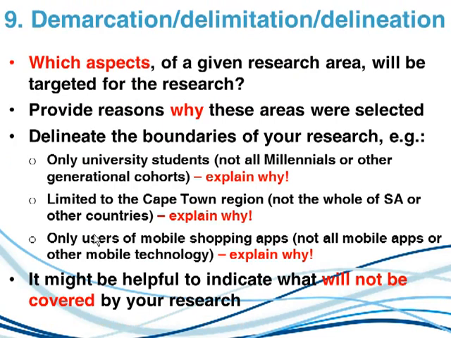Demarcations or delimitations are the same thing. Are they the same as limitations? No, they're different. These are which aspects of your given search area will be targeted and why these areas were selected. So they show you the boundaries of your research. They're not limitations, they're boundaries. So only research students will be used, not all millennials. So explain why. Why did you just use university students and not everyone else?